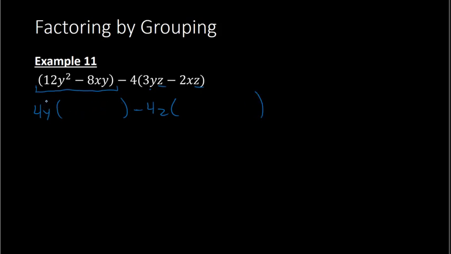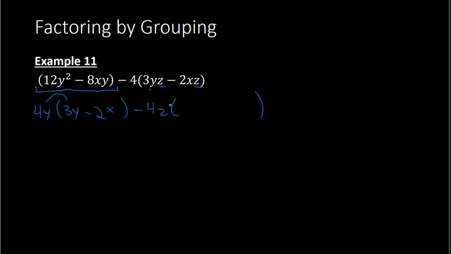So for the first one, 4y times something is 12y squared. Well, 4 times 3 is 12, and y times y would be y squared. And then for the second term, 4y times negative 2 gives me negative 8, and then we need an x here as well. So 4y times negative 2x would give you negative 8xy.